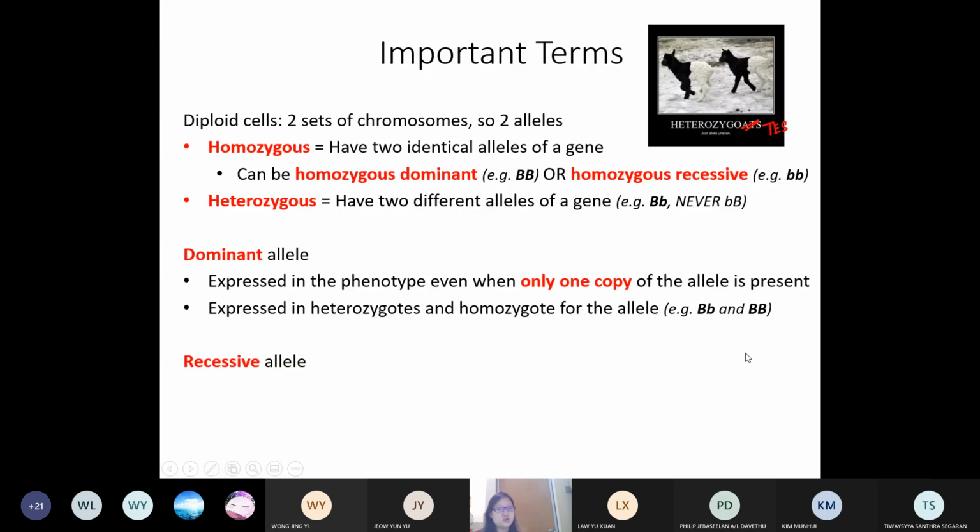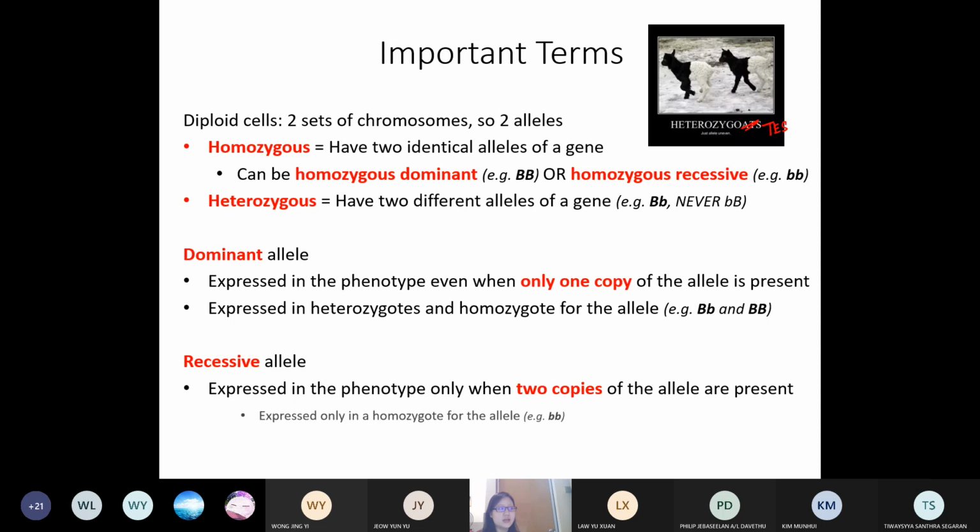Now, how about recessive? You know what it is, how to say it. It is expressed in the phenotype only when two copies of the allele are present. In other words, it's only expressed in a homozygote for the allele, or only expressed in homozygous recessive, if you are homozygous recessive for the gene. So small b, small b. I hope you don't have any questions so far, because these are things you should already know. I'm just giving you the words to describe it.